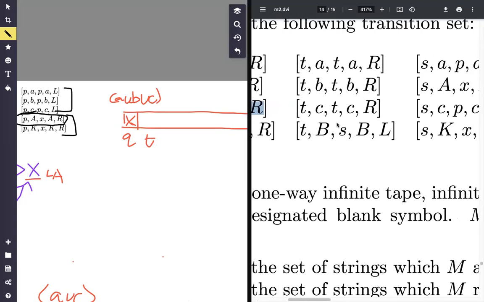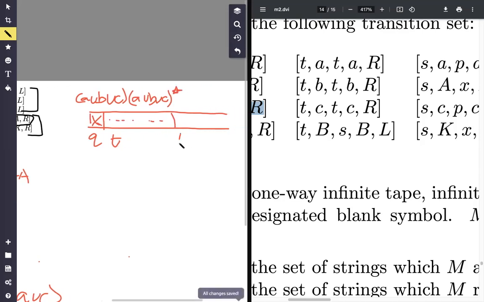Okay, looking at state T, there is this loop here. Over here we see there's a loop. This is an A or B or C star. So we keep moving to the right. The only way to go from T to S is if we see a blank, right? That's what this transition is for. And if we see a blank, then we move left. So we've hit the end of our string.